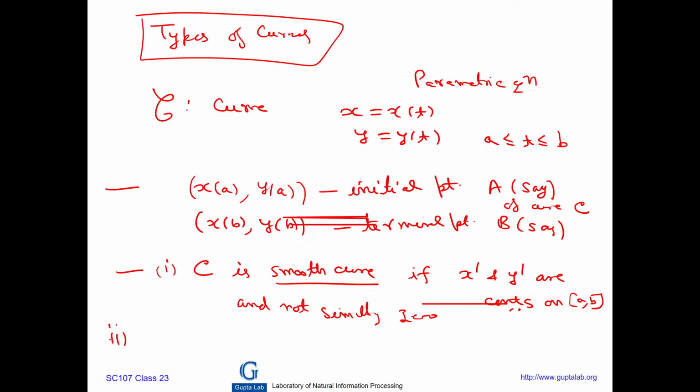Second, C is known as piecewise smooth. Maybe I should give you the first picture first. This is what? A smooth curve. You can see.